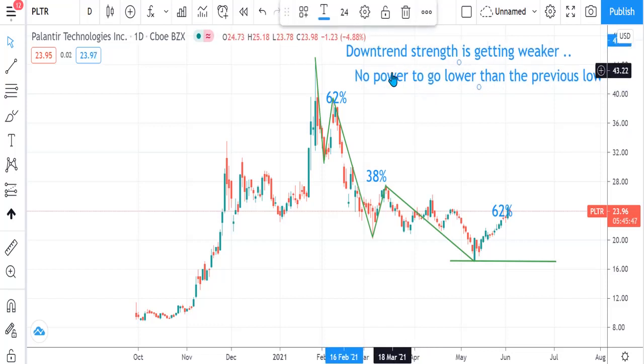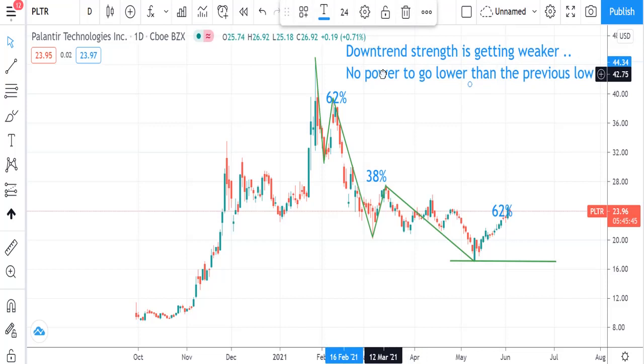Okay, and these two are actually congruent, or rather they are correlating. These two conclusions are consolidating each other, because there is no strength to go down and there is no power to go lower than the previous low. So it means that this particular stock, Palantir Technologies, is going to go up. Okay, so that's the current analysis up to now.